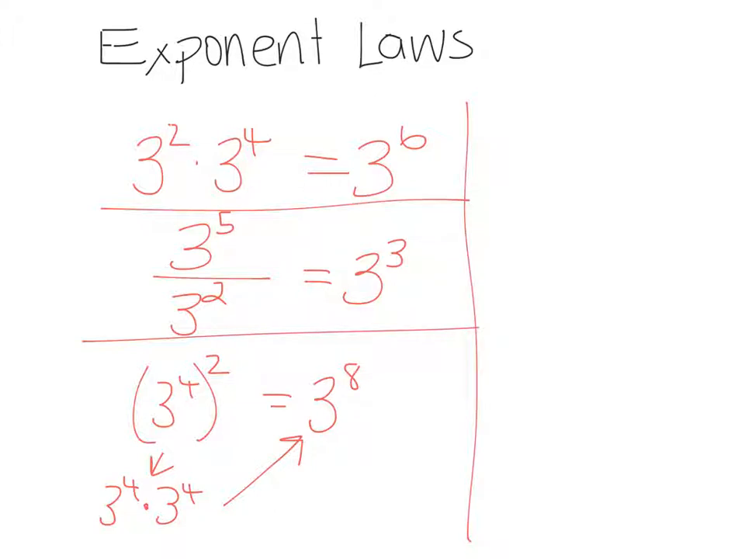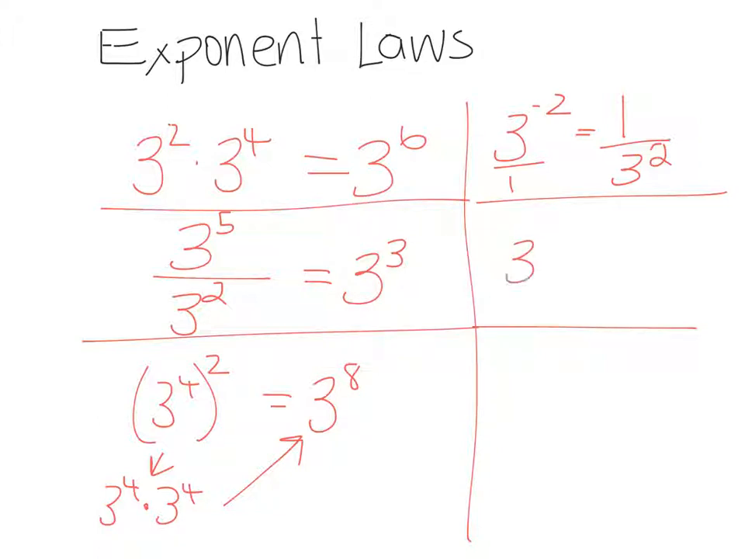And then we also learned a couple more. So we learned about negative exponents. So if we had 3 to the power of negative 2, we learned that if we want an easier way to calculate that, we make that exponent positive and flip that fraction around to make it 1 over 3 squared. And we learned about 0. So if we have anything to the power of 0, that equals 1. And that's pretty much it.